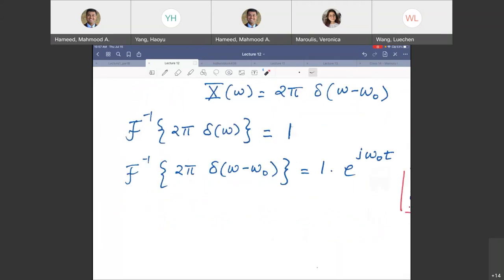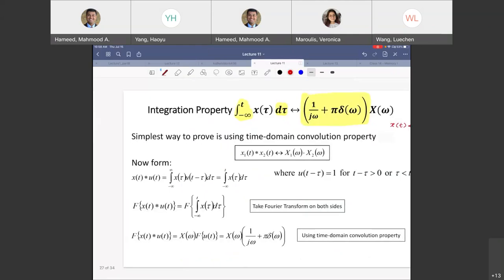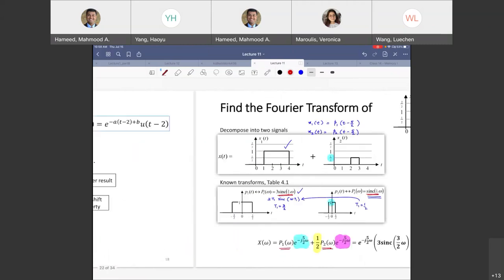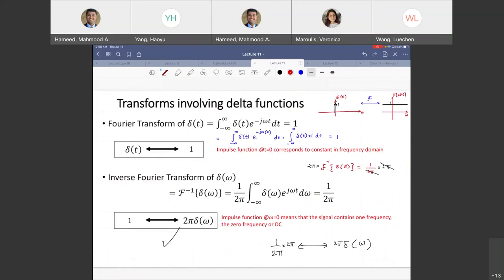Let me quickly write down the things so that you guys can see this a little bit more clearly. So for one, what did you have? For one, you had in the frequency domain 2 pi delta of omega, right? Which means what? If you do a frequency shift, you multiply e to the j omega naught t, and you get 2 pi delta of omega minus omega naught. This was from earlier. Oh wow, it's been a while. All right, okay. Right here. This is the previous lecture. Next.